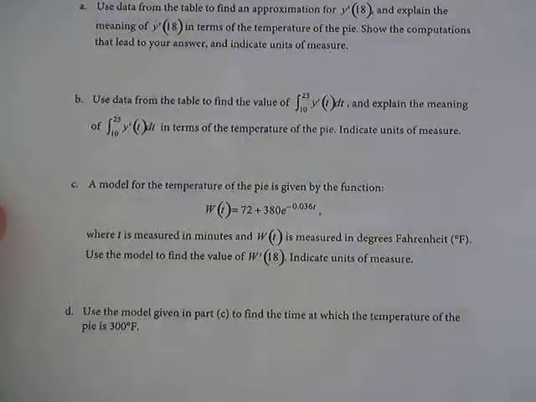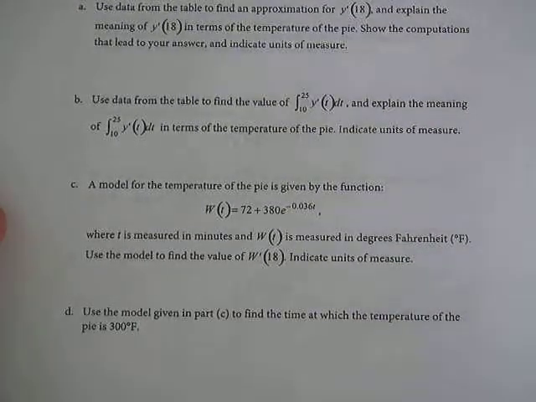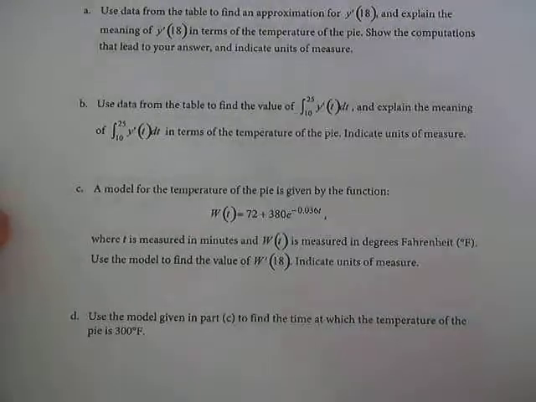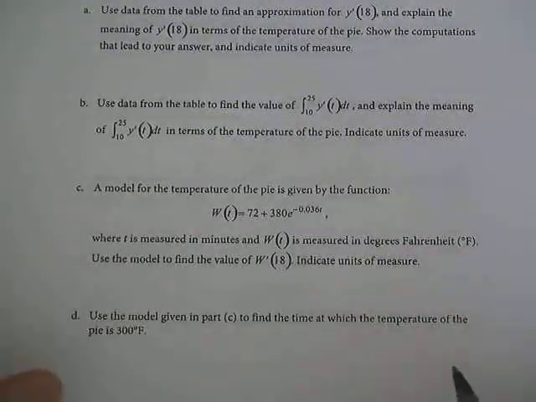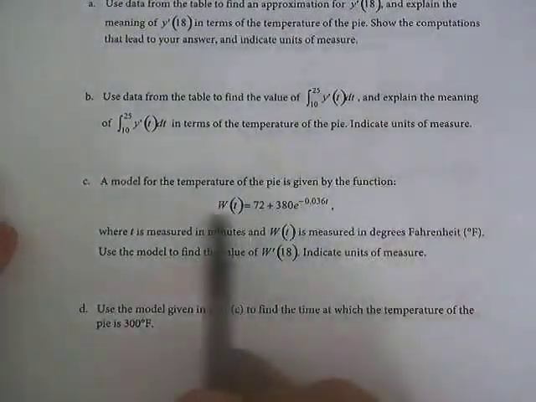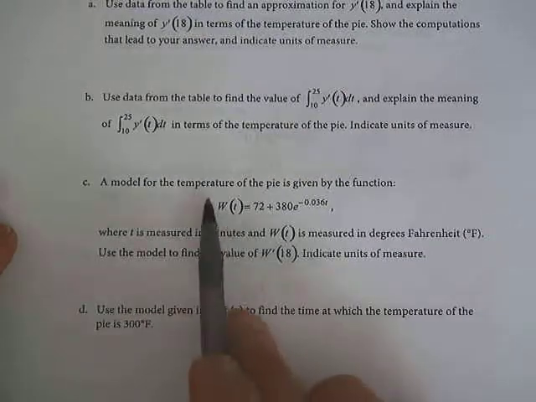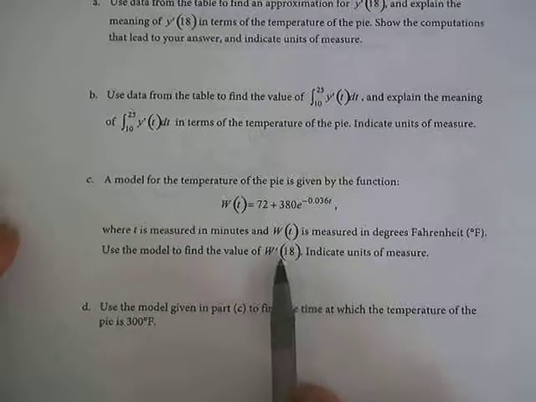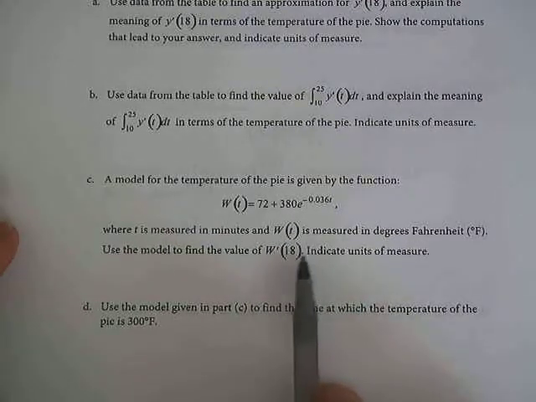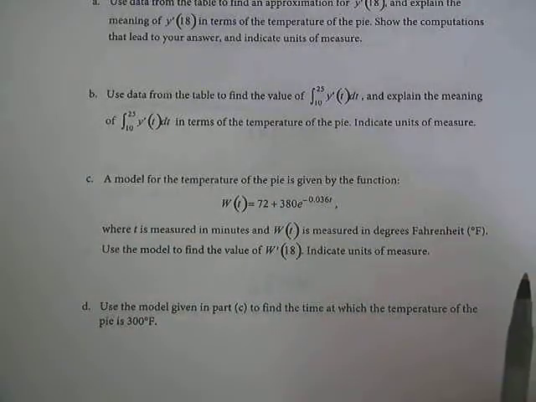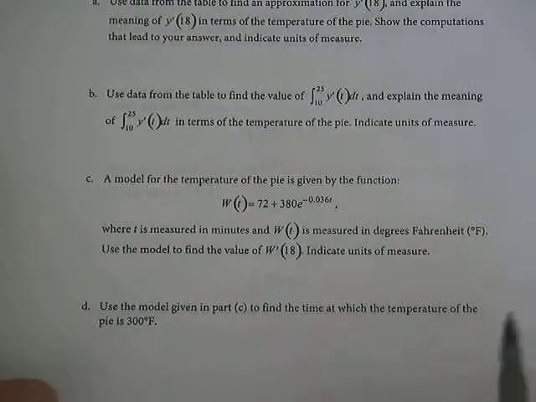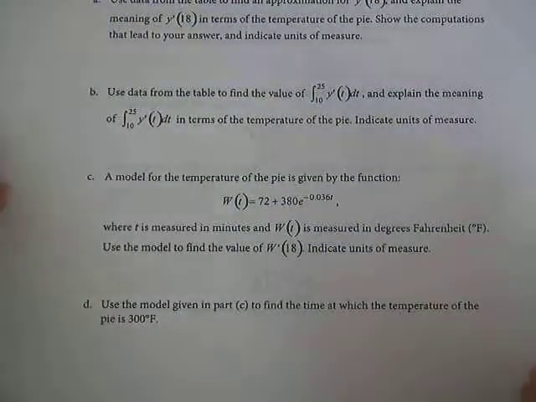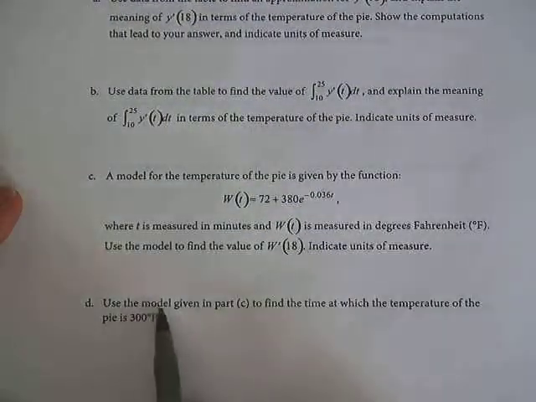All right. On part D, it says use the model given in part C, which is our W equation here, to find the time at which the temperature of the pie is 300 degrees. So ultimately, they gave us a model for the temperature of the pie here, which is this. And in part C, we found the derivative of that and evaluated it at 18. Compare that to our answer we had in part A, I should say.